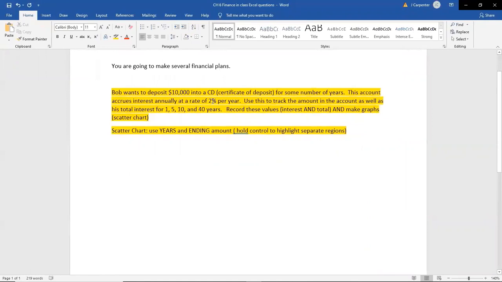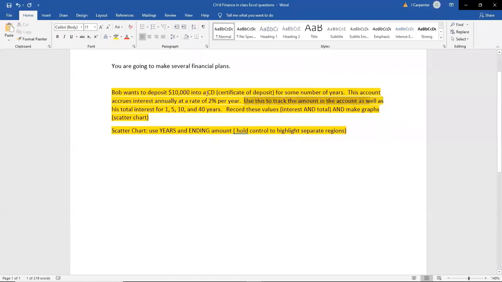Bob wants to deposit $10,000 into a CD for some number of years. This account accrues interest annually, so nothing new yet, at a rate of 2% per year. This was a pretty average online savings account until March of 2020 happened, and then a lot of things changed drastically. And it's just been all over the board previously. It had been as high as 4%, maybe a decade or 12 years ago. It had dropped to like 0.2% for a while, and now it's kind of heading back to that.